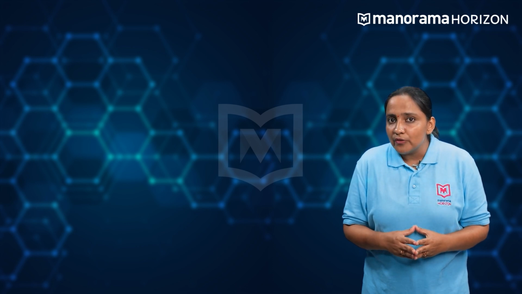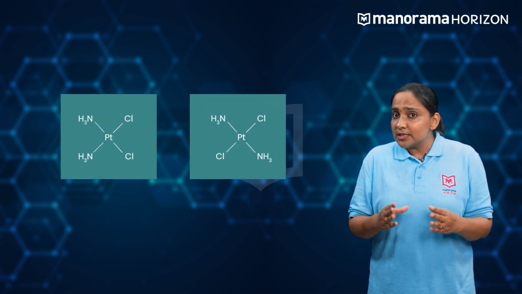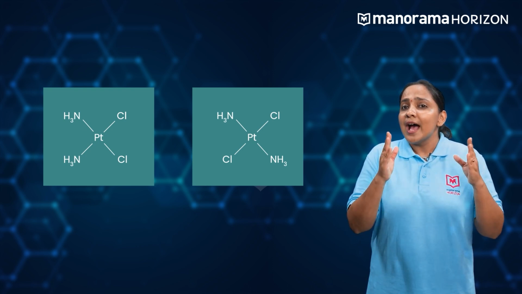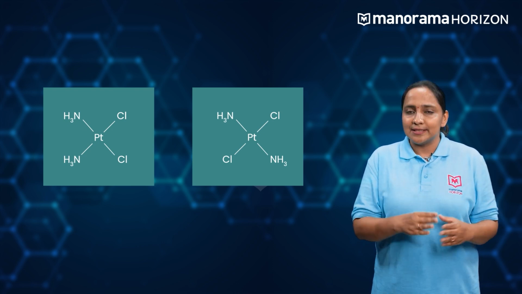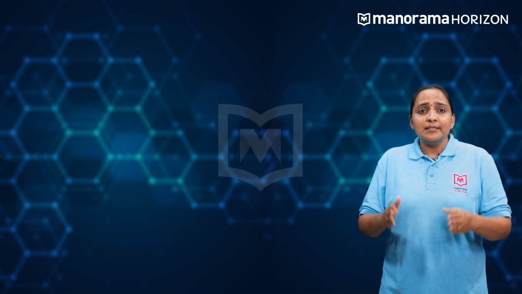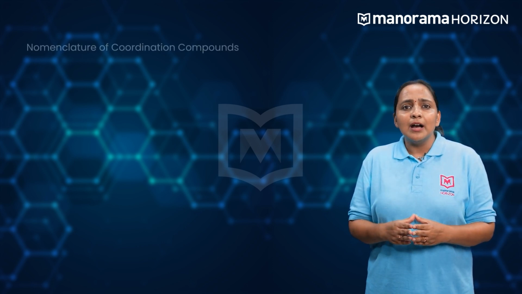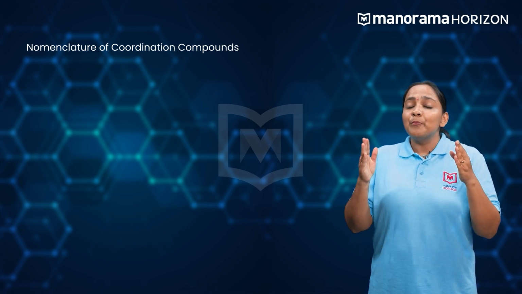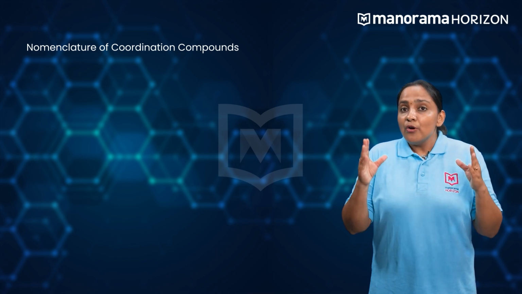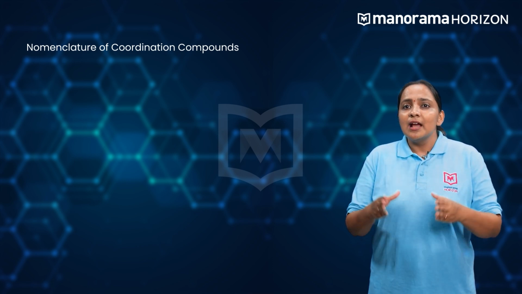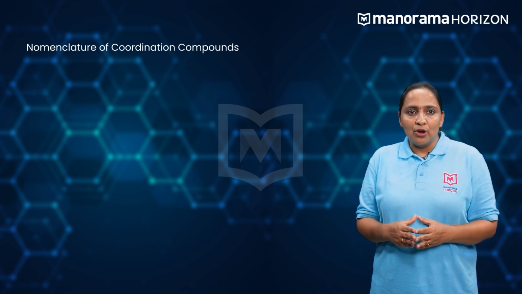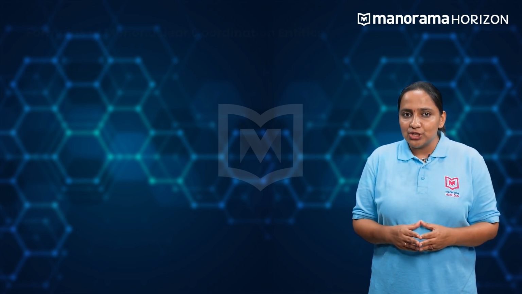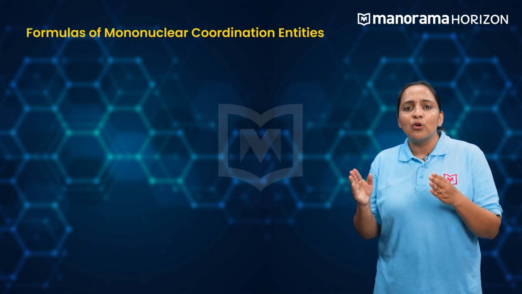When you come to the structure of this compound, you will realize that this compound has two isomers, out of which only the cis isomer has been used as an anti-cancer. In such contexts, there arises a widespread demand to develop a systematic name for coordination compounds so that the compounds are properly distinguished. Thus, formulas and names of coordination entities were adopted based on the recommendation of the International Union of Pure and Applied Chemistry. Let us start our discussion with the formulas of mononuclear coordination entities.